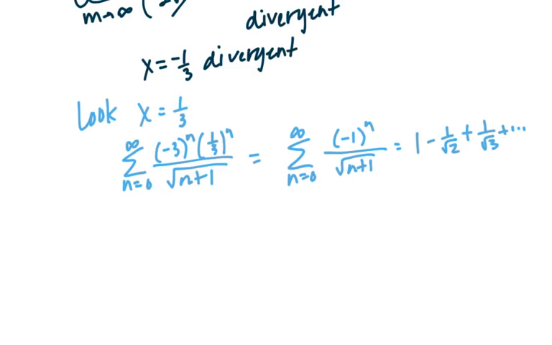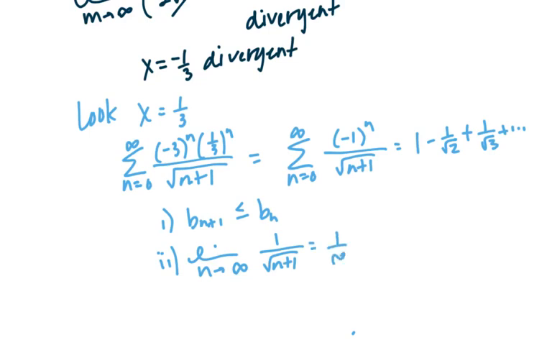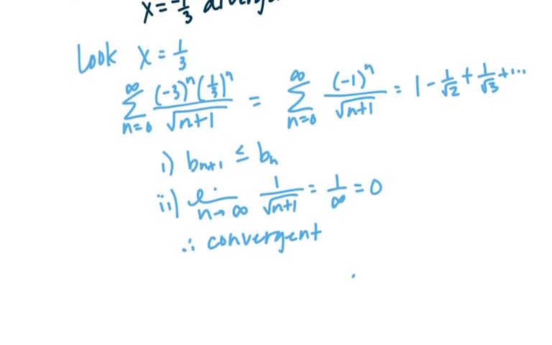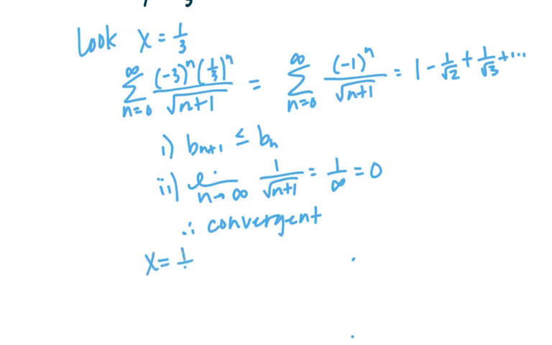So let's look at the alternating series. First of all, b sub n plus 1 is less than or equal to b sub n. That is a true statement. We are descending here. So condition 1 is satisfied. Let's check condition 2. The limit as n approaches infinity of 1 over the square root of n plus 1 becomes 1 over infinity, which is 0. Therefore, this alternating series is convergent. So that means x equals positive 1/3 is convergent.